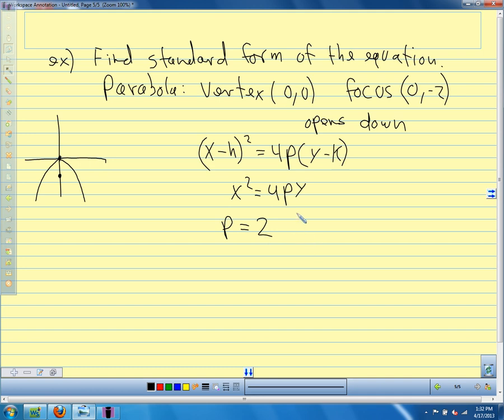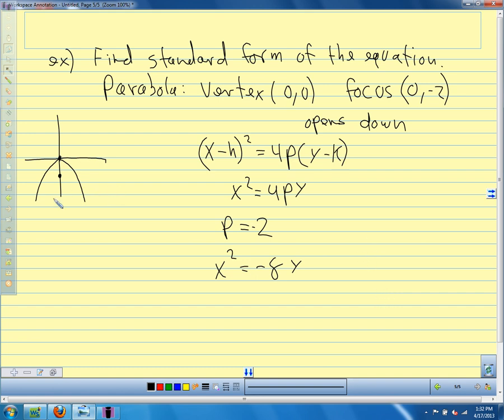And the sign on p is going to be positive or negative. Since our parabola opens down, p is going to be negative. So my equation is going to be x squared equals -8y, which is my standard equation. Because my parabola opens down, I know that p has to be negative. My focus is 2 units away from my vertex, and I'm moving down by 2 units. So x squared equals -8y.